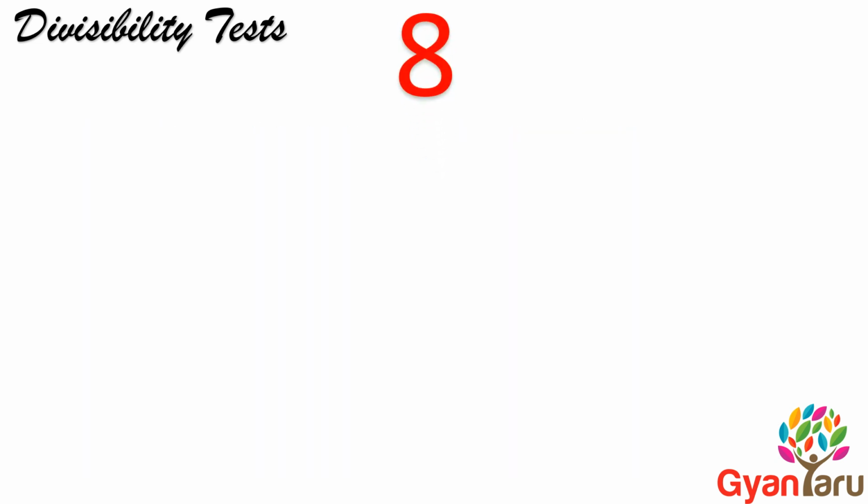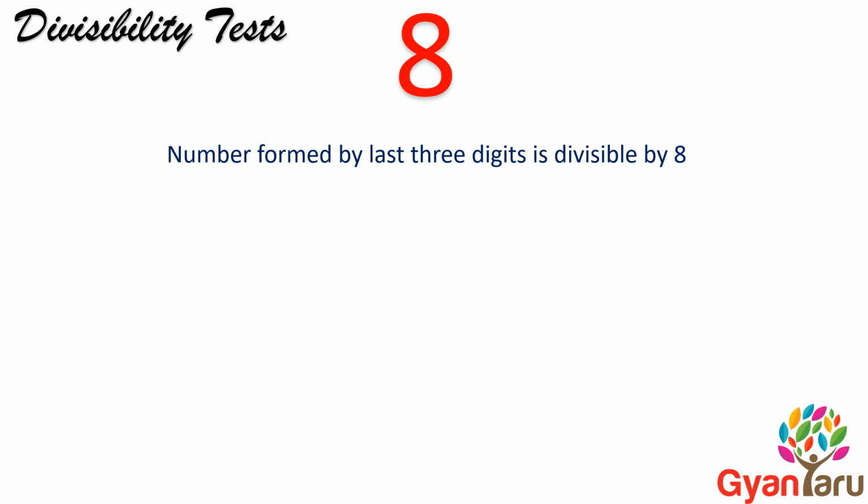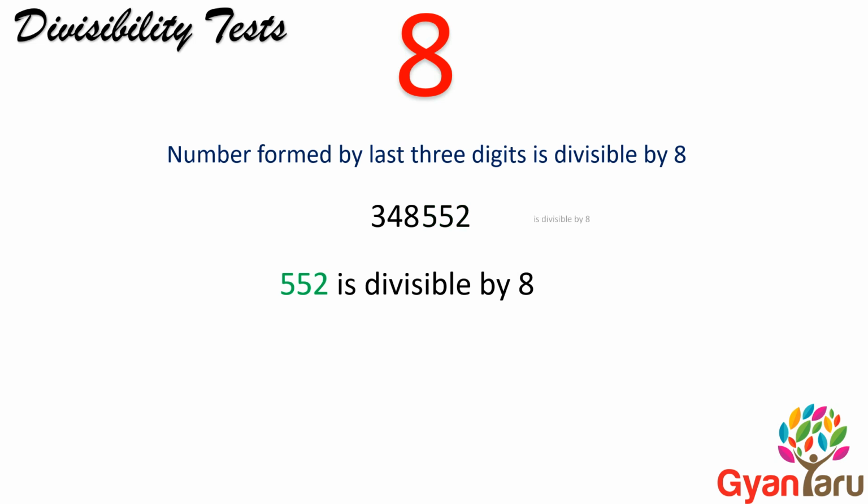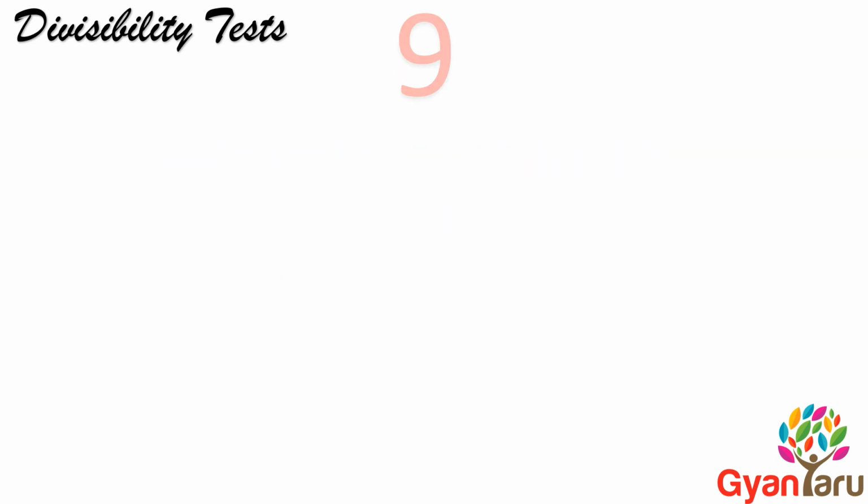Now divisibility of 8. If the number formed by the last 3 digits is divisible by 8, the number will be divisible by 8. For example, in this number, the last 3 digits are 552 and 552 is divisible by 8. So the number is divisible by 8.